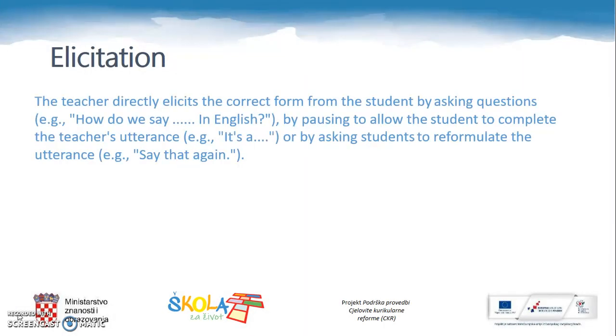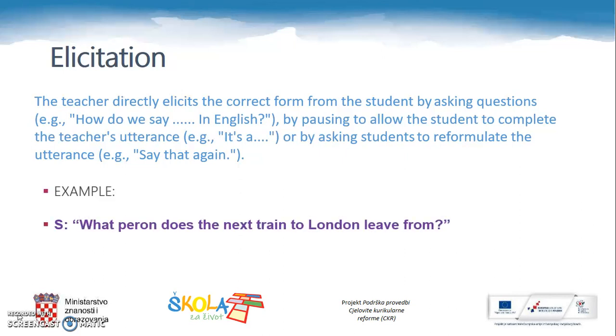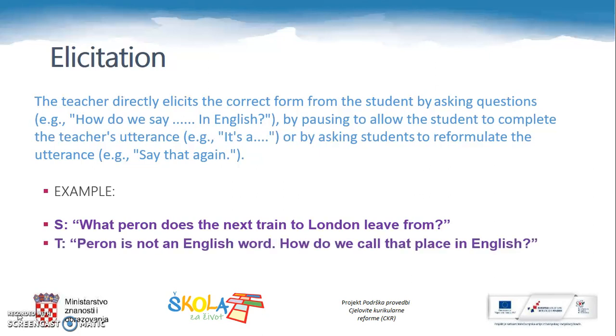Elicitation. The teacher directly elicits the correct form from the student by asking questions like, "How do we say it in English?" by pausing to allow the student to complete the teacher's utterance, for example, "It's a...", or by asking the student to reformulate the utterance, like, "Say it again." For example, the student says, "What peron does the next train to London leave from?" The teacher says, "Peron is not an English word. How do we call that place in English?"